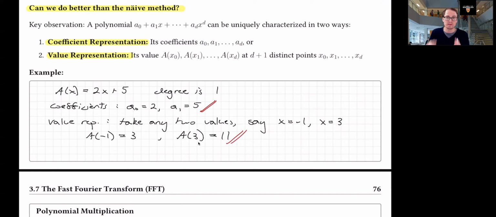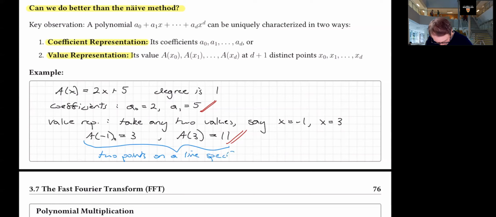There's only one polynomial of degree 1 that passes through these points, right? And basically, if you think about it, these 2 points on a line specify that line, right? If I give you 2 points in the plane, there's only one line that passes through those. If I instead have a parabola, something of degree 2, then any 3 points in the plane uniquely describe the parabola. 4 points describe a cubic, 5 points describe a quartic, and so on, right?